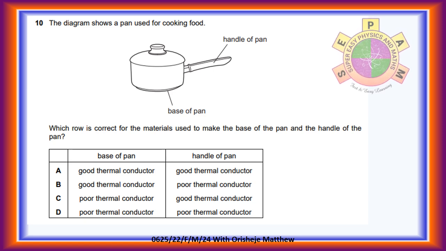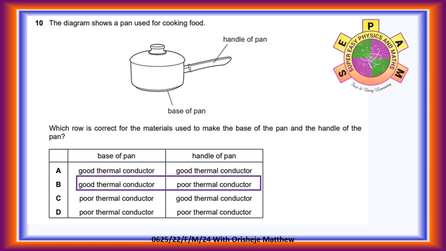Materials like wood, plastic, or silicone are poor thermal conductors and good choices for handles. Pan base: the base, on the other hand, needs to absorb and distribute heat efficiently to cook the food evenly. Metals like stainless steel, aluminum, or copper are good thermal conductors and suitable for pan bases. So, the correct row would have poor thermal conductor for the handle and good thermal conductor for the base. The correct answer is option B.